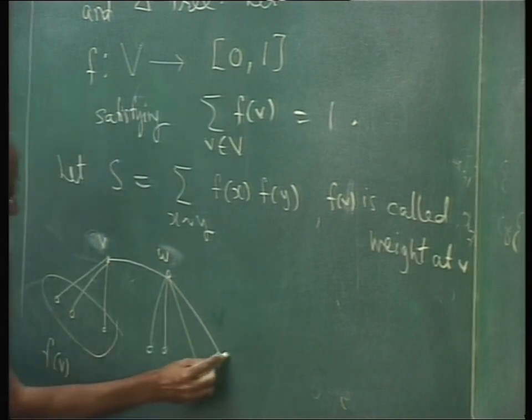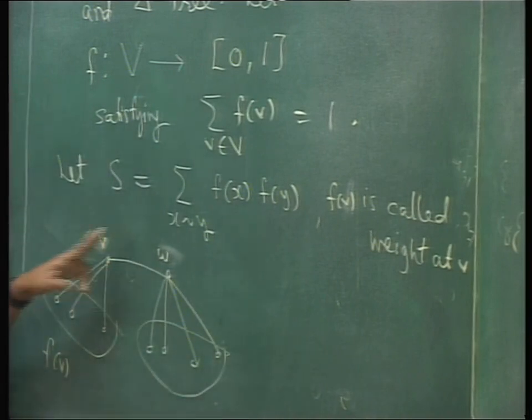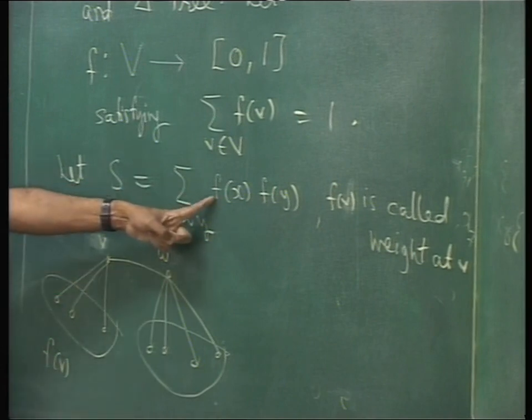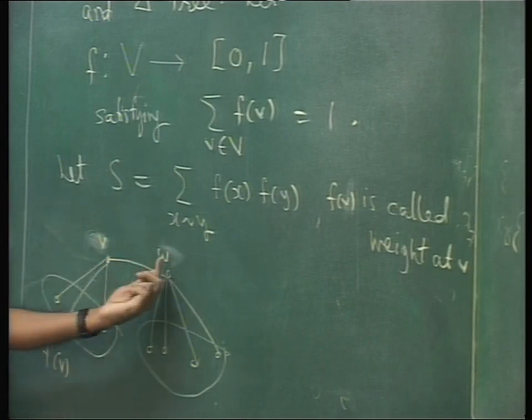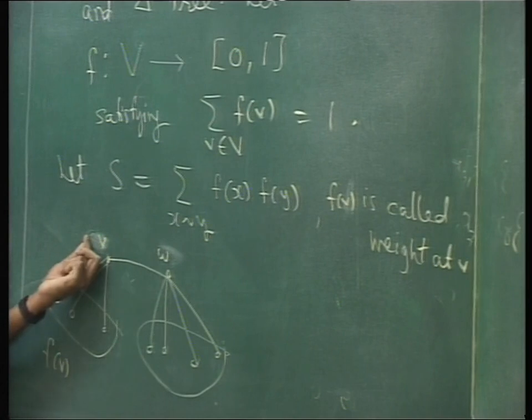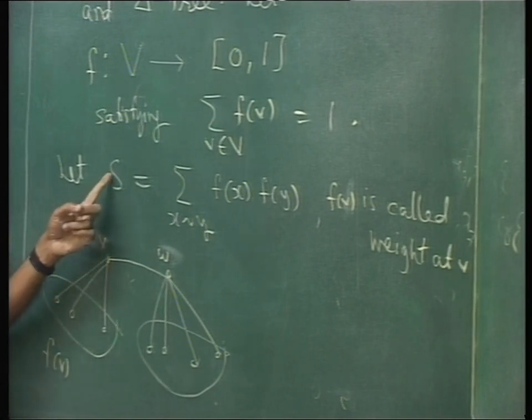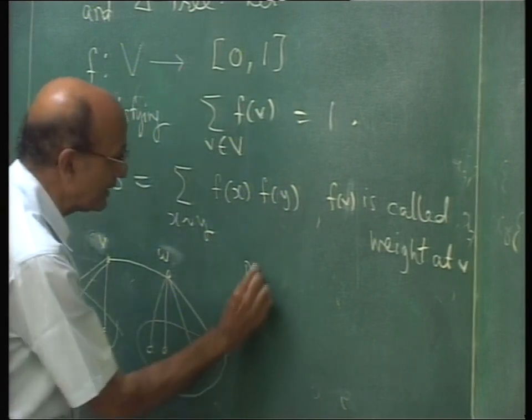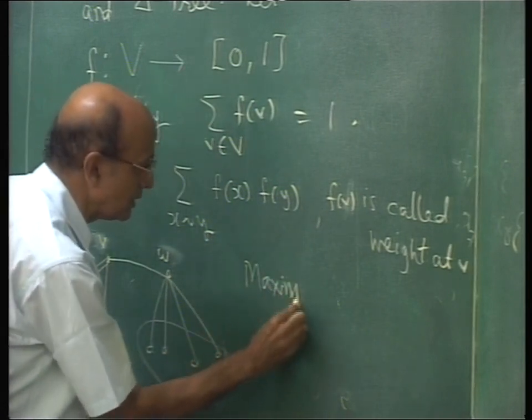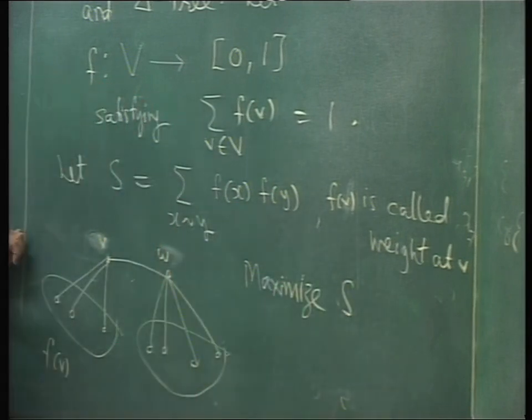If this sum is bigger than this sum, then to make that sum bigger, it would be a good idea keeping f of v plus f of w the same. Some of the positive thing here could be shifted to v, so that sum will actually increase. What is the whole idea? I want to find the maximum. So the problem here is maximize S over all functions satisfying this constraint.